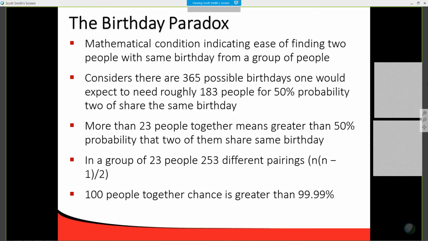Essentially, with just 100 people, you have almost a 100% chance that 2 people are going to share the same birthday. By the way, if you put 23 in the formula, n times n minus 1 divided by 2, that gives you 253. That's the value that you get.